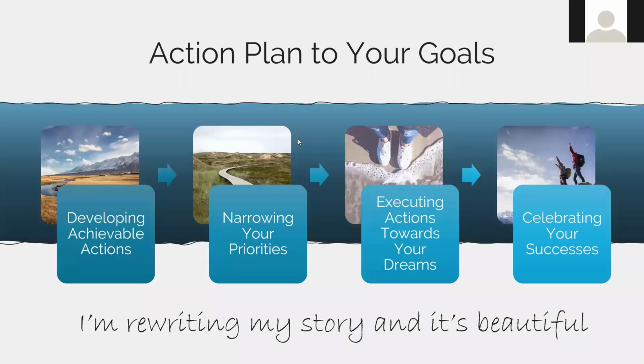So what are the 4 steps that we're going to go through? First, we are going to develop achievable actions. So we're going to identify those really big goals that we want to go after, and we're going to break those down into things that we can actually take action towards. Then we're going to narrow our priorities. So we have this idea that we can do everything, right? But the reality is not that we can do everything. And we're going to talk about that myth of multitasking, right? So then we're going to narrow down those priorities to those things that we can actually action and move forward in the next few weeks.